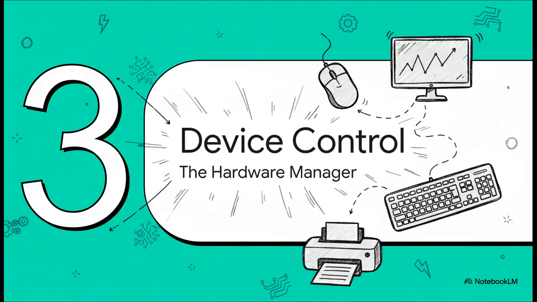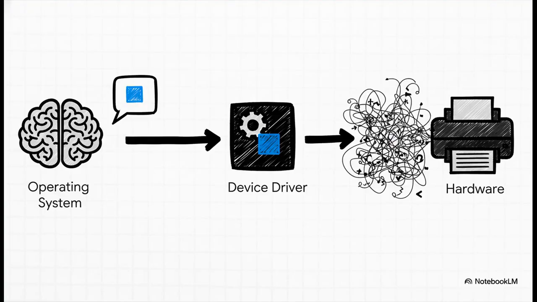Now, the OS isn't just managing abstract things like files and memory. It's also the direct manager for every single piece of physical hardware plugged into your computer. We're talking your mouse, your keyboard, your screen, the whole shebang. And here's the key thing to understand. The OS itself has no idea how to speak to every single model of graphics card or printer out there.